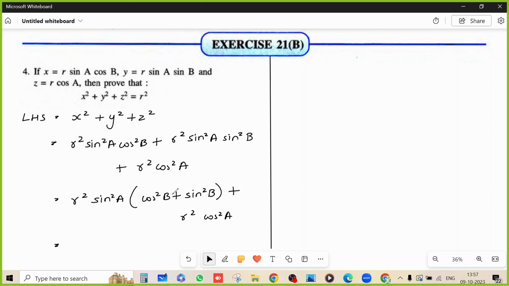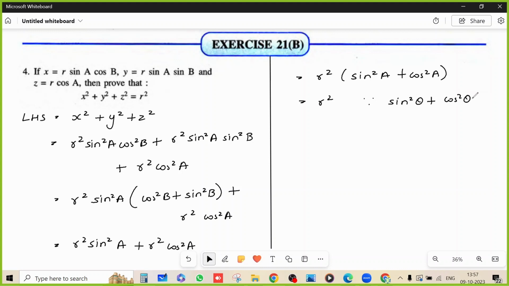Now we know from the trigonometric identity that cos square theta plus sine square theta is equal to 1. So this part will become 1, and we are left with r square sine square a plus r square cos square a. Now we will again take r square common from these two terms. It will become sine square a plus cos square a, which is again equal to 1. So this is equal to r square. The identity that we have used here is sine square theta plus cos square theta is equal to 1. This is the RHS, and hence we have proved.